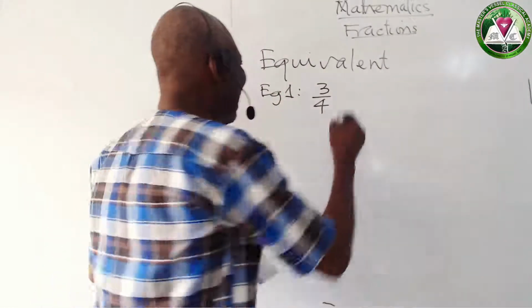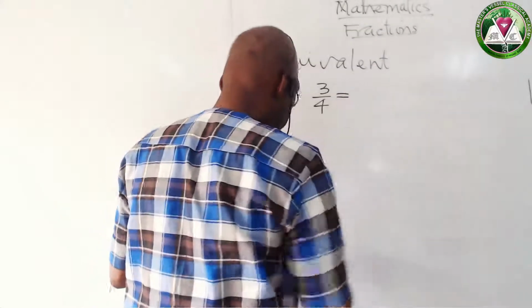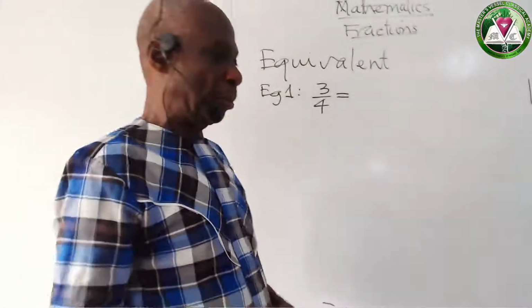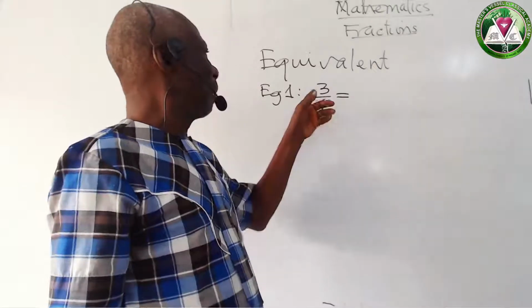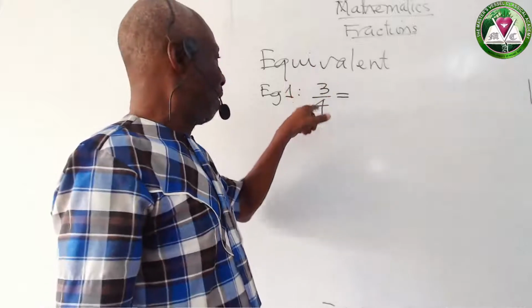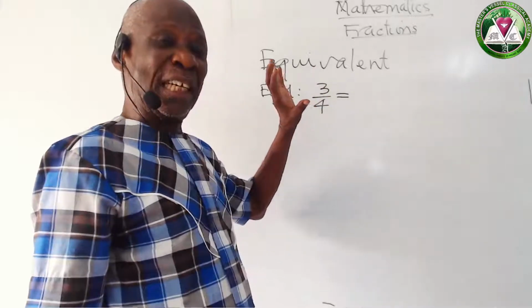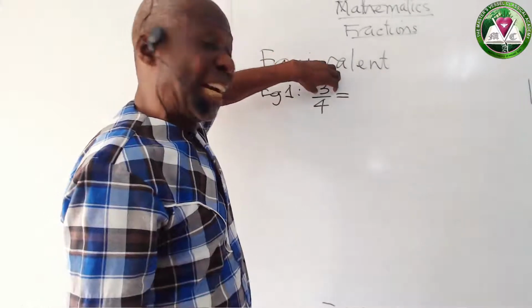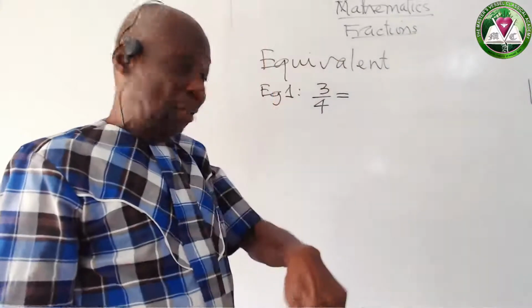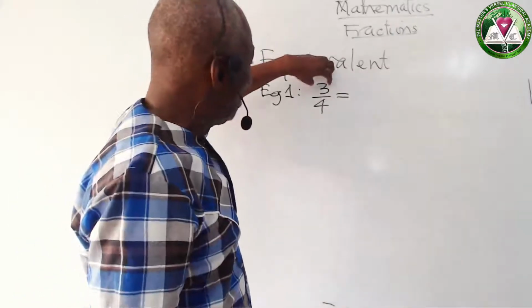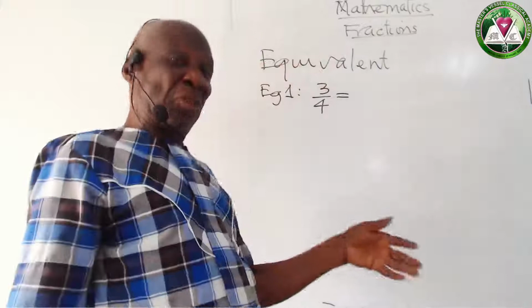All right. We say what we have here is equal to. Remember I mentioned that it is use of multiplication table. If you multiply 3 by 1, it remains 3. If you multiply 4 by 1, it remains 4. It therefore means that whatever you use in multiplying the numerator, that is exactly what you shall use in multiplying the denominator. You don't use 2 to multiply the numerator and use 3 to multiply the denominator.